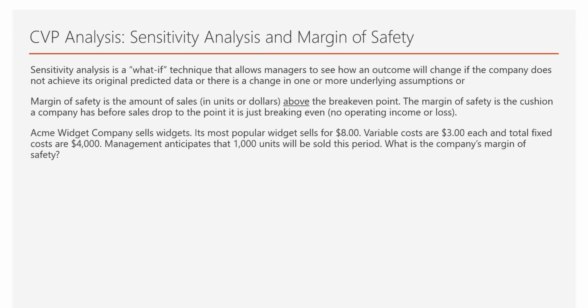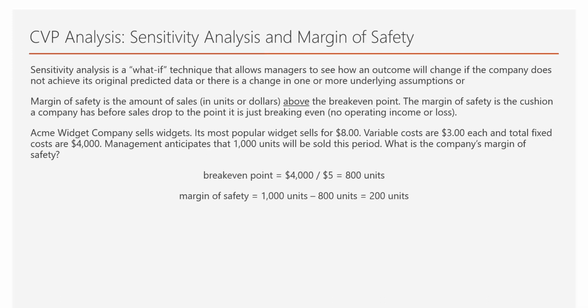So Acme Widget sells this widget. Its most popular widget. It sells for $8. We just love Acme Widget, don't we? Variable costs are $3 each, and total fixed costs are $4,000. Management anticipates that 1,000 units will be sold this period. What is the company's margin of safety? Well, we have to compute the break-even point.